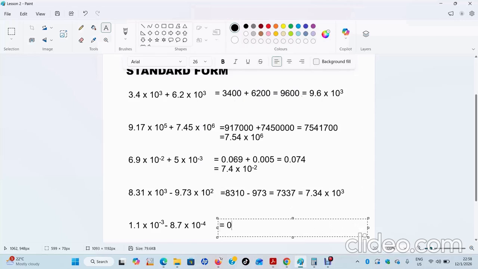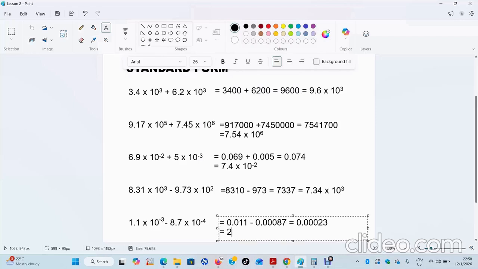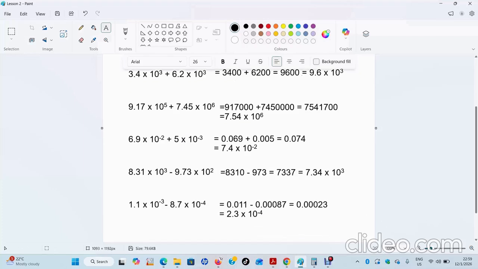Then 1.1 times 10 to the power minus 3 minus 8.7 times 10 to the power minus 4. That's 0.011 minus 0.0087, which is equal to 0.0023. And express that in standard form. That's 2.3 times 10 to the power minus 3, because there are two zeros in front of 2. You remember from the previous lesson. Otherwise, it's as simple as you can see.